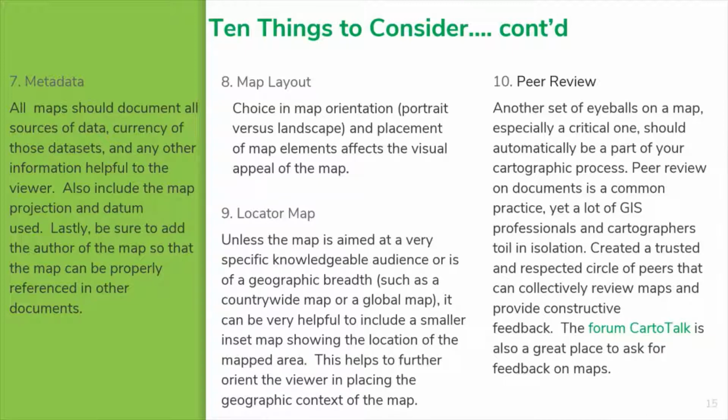Your locator map, which is like an inset, gives a broader context. So if you are doing, say, for example, a map on a particular parish in Jamaica, you want to give a map that shows all of Jamaica, so that persons who might not be familiar with the region or familiar with Jamaica would know which parish this is.